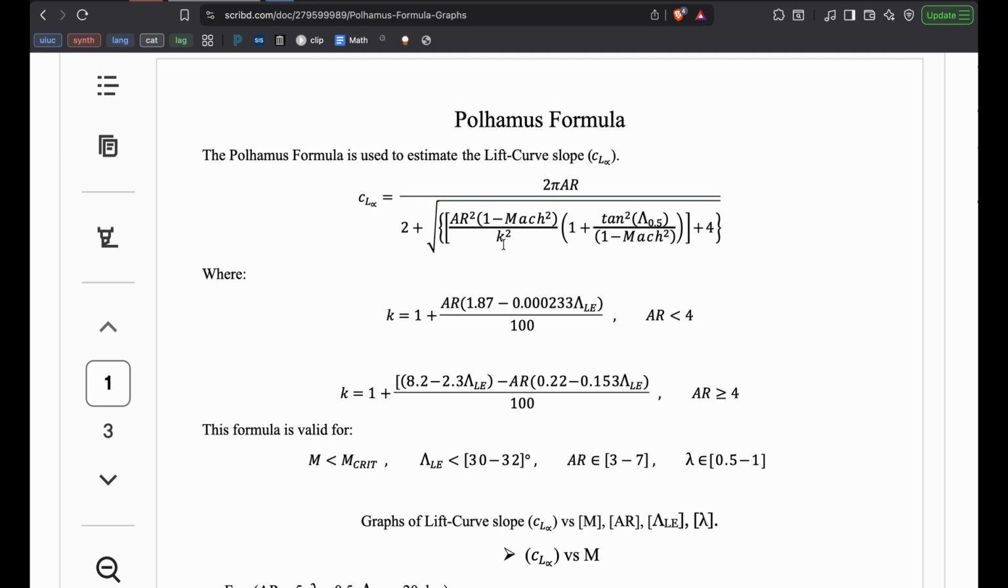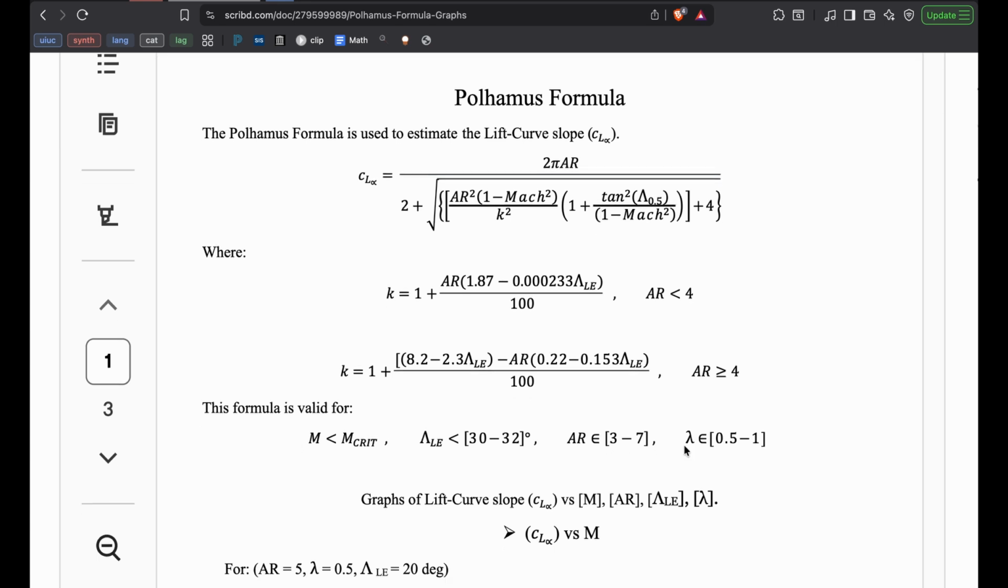So it might look very complex, but it's not really. Your focus here is 2 pi. AR just means your aspect ratio, and K is just a given constant. So if your aspect ratio is less than 4, use this. If the aspect ratio is greater than or equal to 4, use this. It might look very complicated, but there's no calculus involved. It's just aspect ratio and given parameters for if your Mach is less than 1.